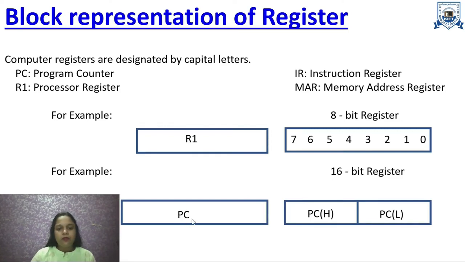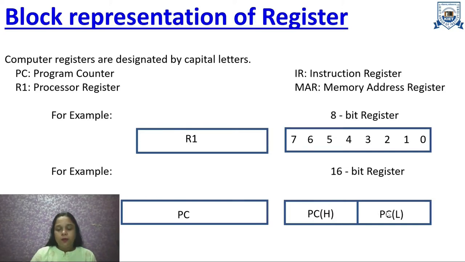The example we have taken is PC. What is PC? PC is the program counter register. It is a 16-bit register. So if we are having a 16-bit register, first of all we will divide it into two parts. It will have two parts, PCH and PCL. PCL is for the lower bits and PCH is for the higher bits.